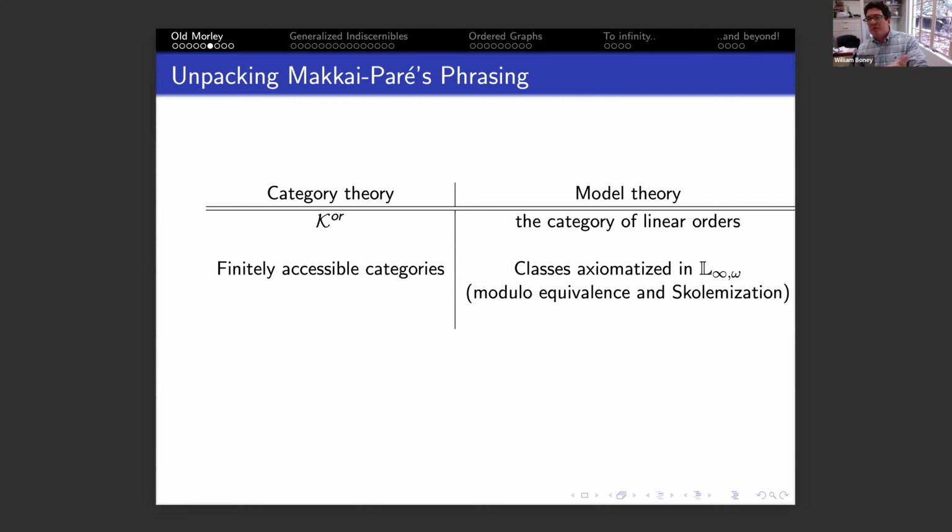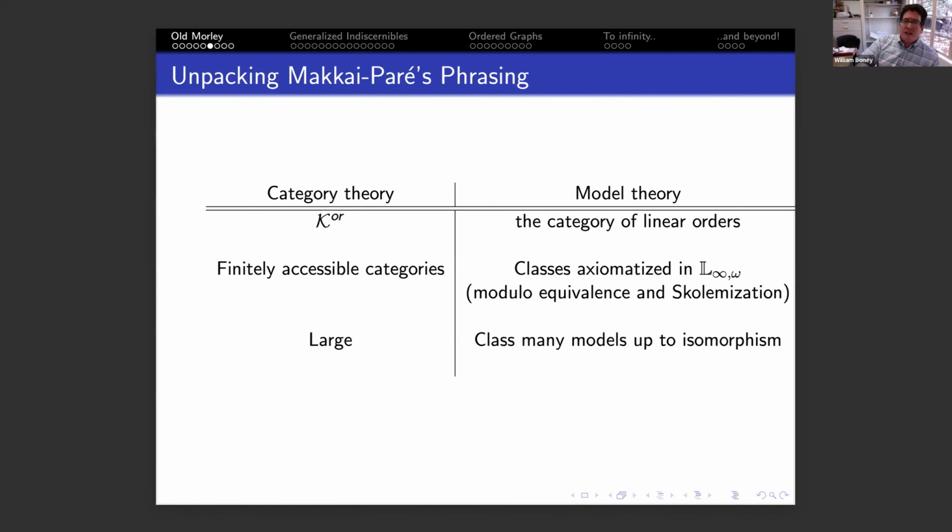And as we've discussed, why do we call it Morley's omitting types theorem? We're going to be okay with expanding the language and Skolemizing. Maybe more precisely, Makkai and Paré should have phrased this as saying it's minimal amongst categories that admit a faithful functor from finitely accessible categories. But thinking of it as L infinity omega classes will be a good way to approach it.